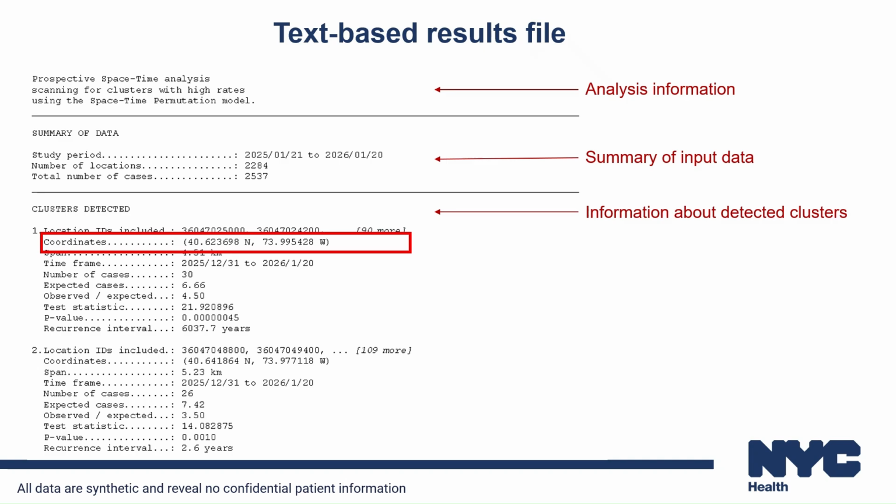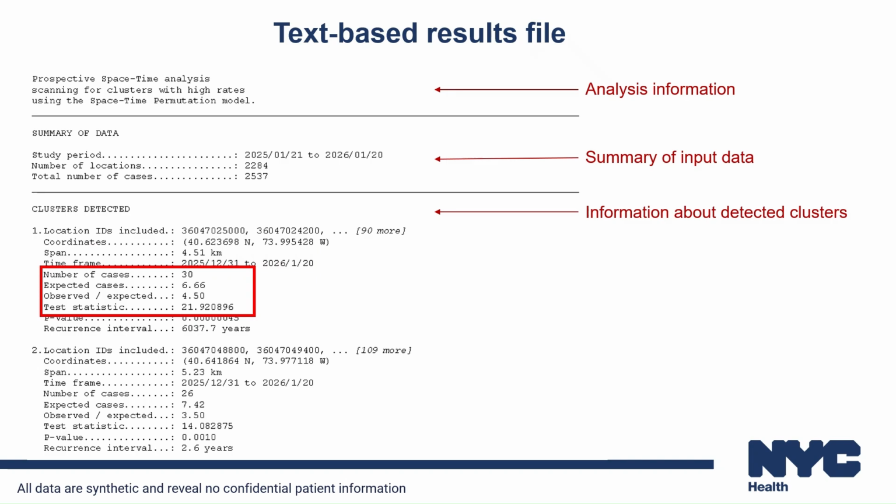The coordinates of the cluster centroid are also displayed. You must use latitude and longitude coordinates to be able to request map output files, but you can also use Cartesian XY coordinates if you want. The next two lines display the span of the cluster, which is the longest distance between any two census tract centroids in the cluster, and the temporal extent of the cluster. For prospective analyses like this one, the time frame will always encompass the last day of the study period.